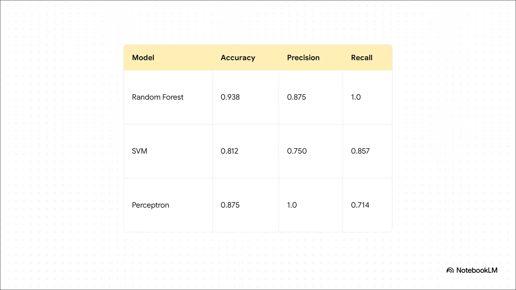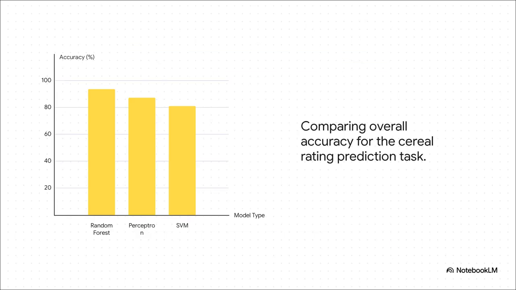Look at this. One model, the random forest, had perfect recall. It found every single high-rated cereal. Another one, the perceptron, had perfect precision. Every cereal it said was high-rated actually was. They have different strengths. But if we're just looking at the overall grade, the final accuracy, well, there is a clear winner. The random forest model got it right almost 94% of the time. For this specific job, it was, without a doubt, the best tool.